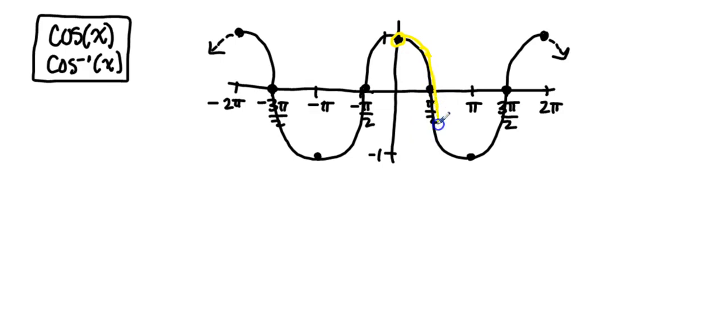So far I'm good, I'm good, I'm good. Keep it going, keep it going, keep it going. And I need to stop right here. Because as soon as I come back up, notice, if I were to create a horizontal line right here, crosses once, that's okay, but check it out. Crosses twice, no good. So what we have highlighted in yellow is our restriction on cosine of x.